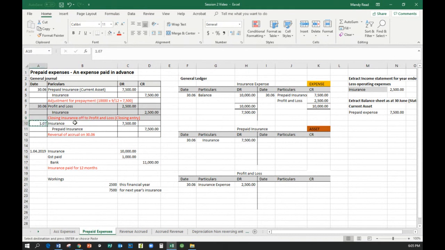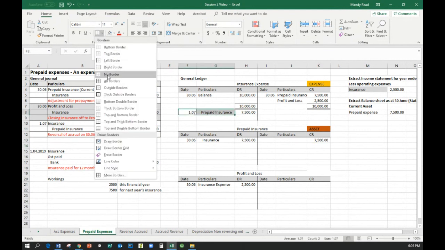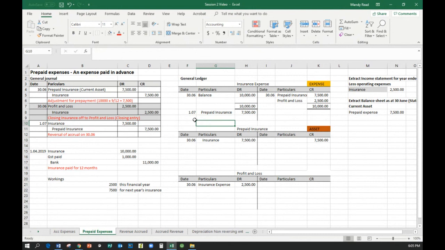The date of the transaction is the 1st of the 7th, in other words, the first day of the new financial year. The name of the account on the other side that's being affected by the transaction is prepaid insurance. Now we're going to go into our prepaid insurance, and we're putting the $7,500. The transaction is happening on the 1st of the 7th, so we're going to put the 1st of the 7th. The particulars, in other words, the name of the other account that is being affected by the transaction, is obviously going to be insurance.